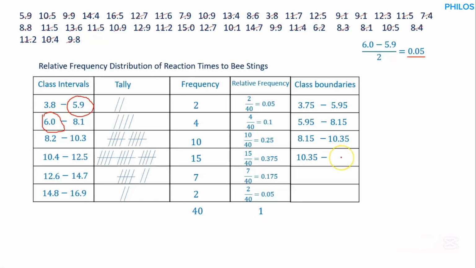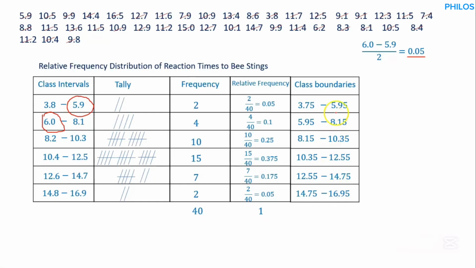To 12.5 plus 0.05 will give us 12.55. Then 12.6 minus 0.05 will give us 12.55. To 14.7 plus 0.05 will give us 14.75. Then 14.8 minus 0.05 will give us 14.75. To 16.9 plus 0.05 will give us 16.95. So that's how to get the class boundaries.